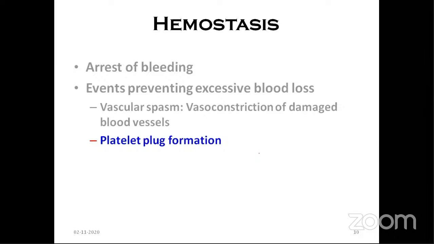Then the blood starts to leak out. And when the blood starts to leak out from the damaged or injured blood vessel, at that point or site of injury, a lot of platelets are attracted, and they try to come and seal.